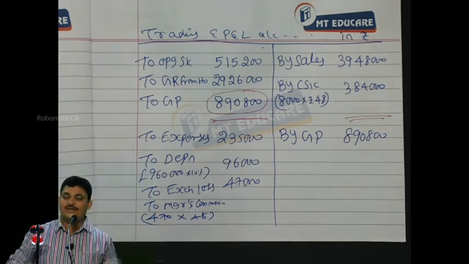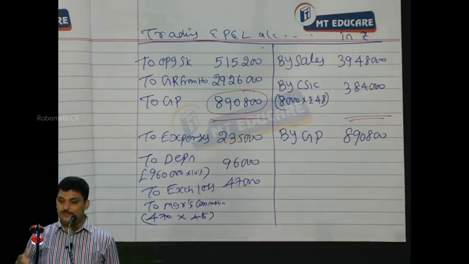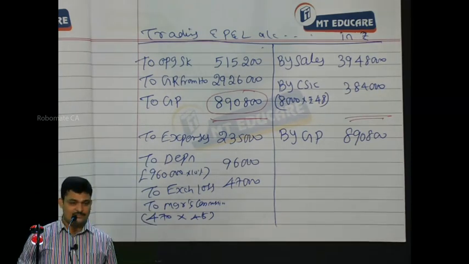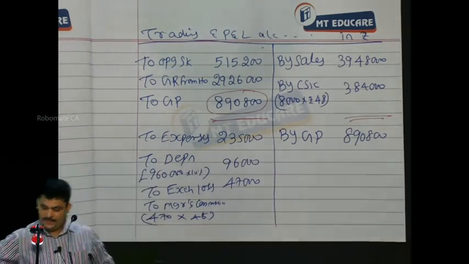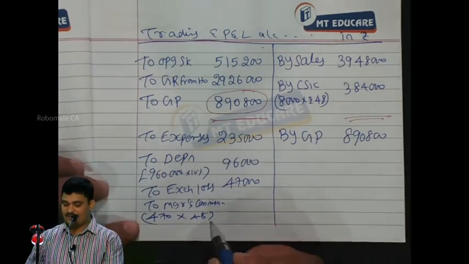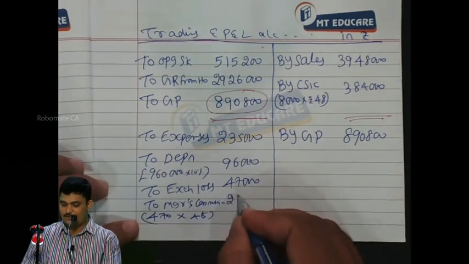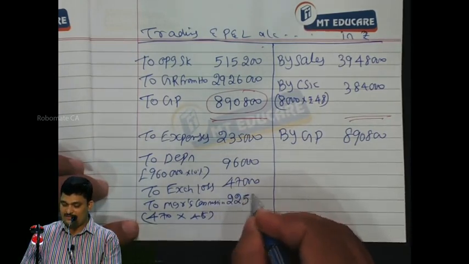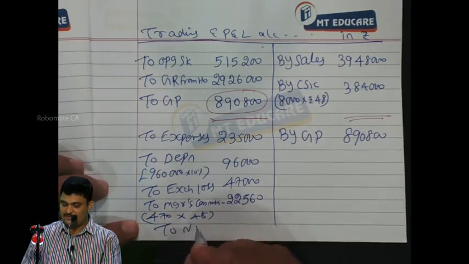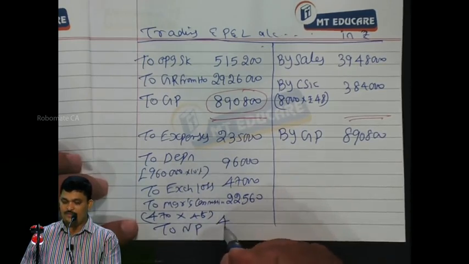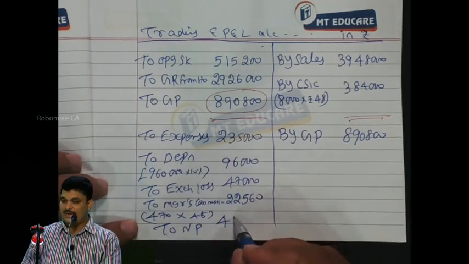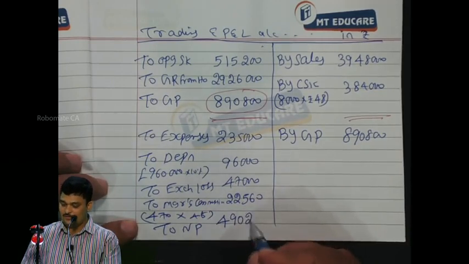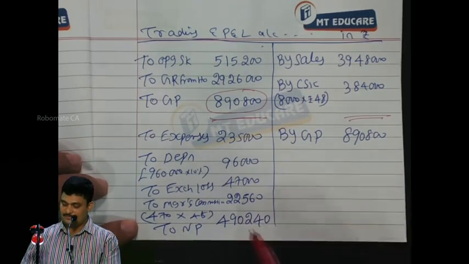You should not say that, sir, all income and expense at average. Don't bring out a rule like that. Understood? So thereby it is 470 into 48, 22,560. Net profit 4 lakh 94,90,240. That is it. That's all.